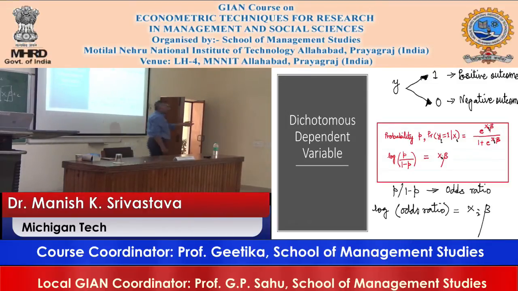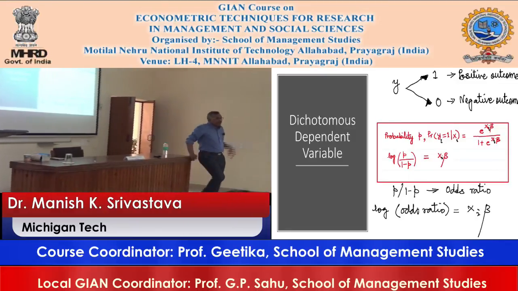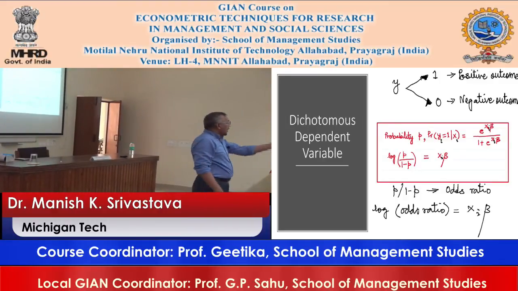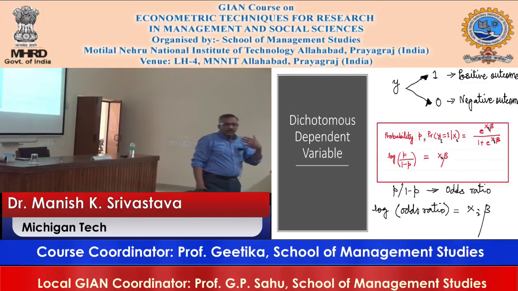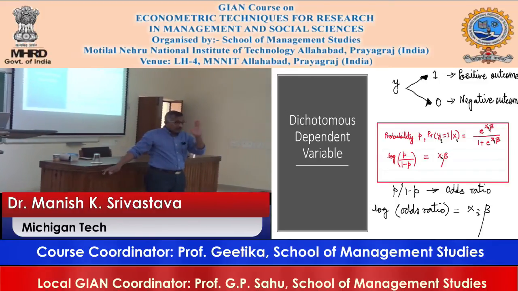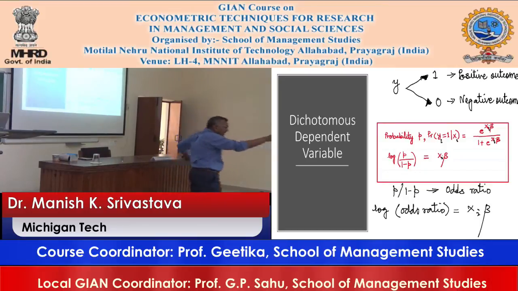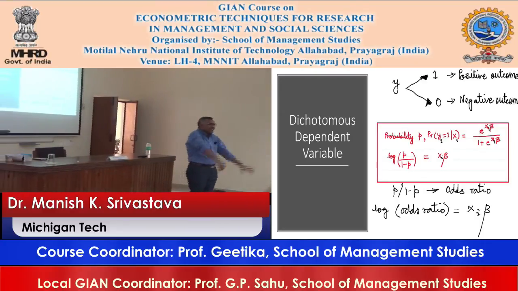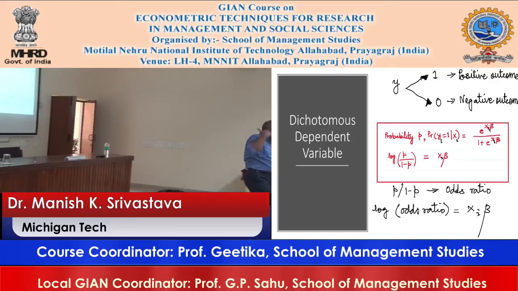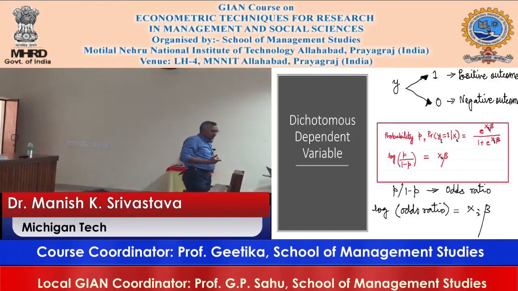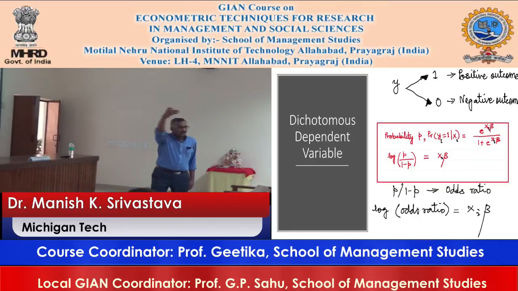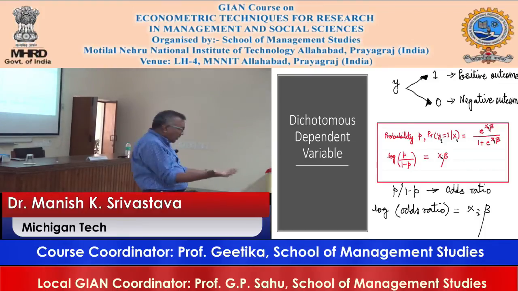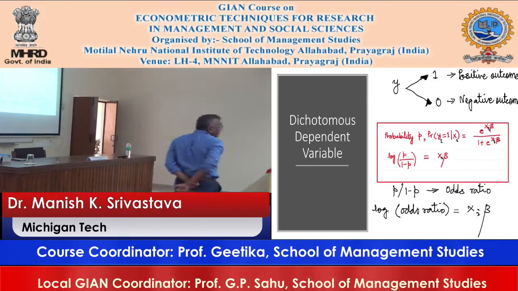So if the probability of something happening is p, and there are only 2 states, let's say you're tossing a coin, it can either be head or tail. So it has only 2 possible outcomes. If the probability of that event occurring is p, what is the probability of that event not occurring? 1 minus p. So what it is telling us is the ratio of the probability of occurring that event divided by the probability of not occurring that event, and we are taking the log of that. So it is called the odds ratio.